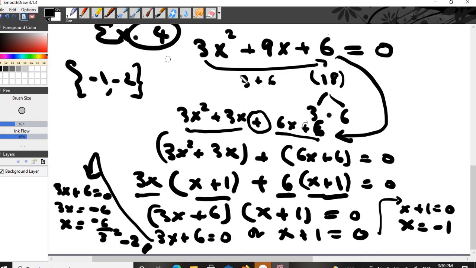So let's try negative 1. If we check, negative 1 squared gives plus 3. Then this one becomes negative 9, and then we add 6. 3 minus 9 plus 6 is 0. So our solution is correct.